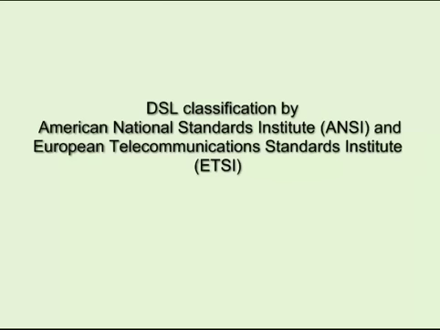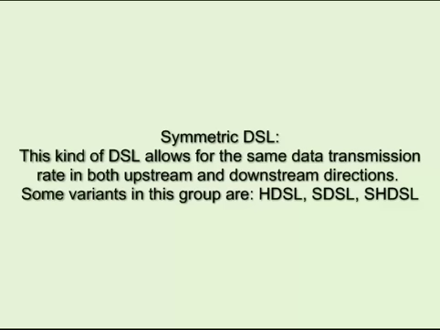Each variant is designed for most optimal performance with a certain loop length, which is the distance of the customer's premises from the central office, maximum data transmission rate, identical or different data transmission rates in upstream and downstream directions, and the type of application, that is, home or business.